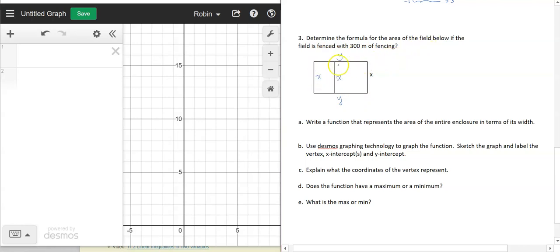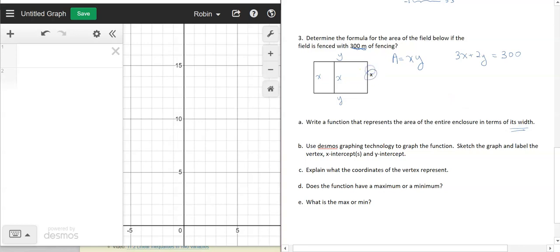We know the area, regardless of all these x's and y's, is length times width. That never changes, right? Length times width, simple, okay? But since we have 300 meters of fencing, I know that the 3x lengths plus the 2y lengths has to add up to 300.